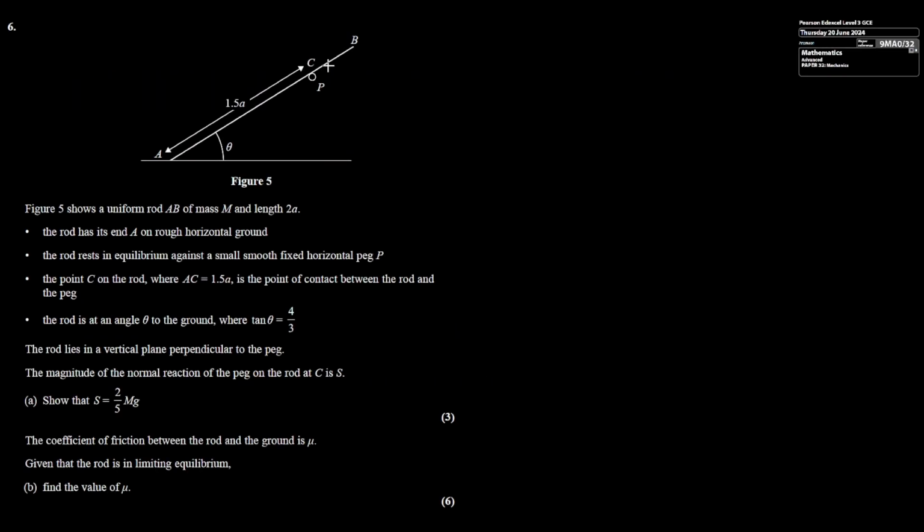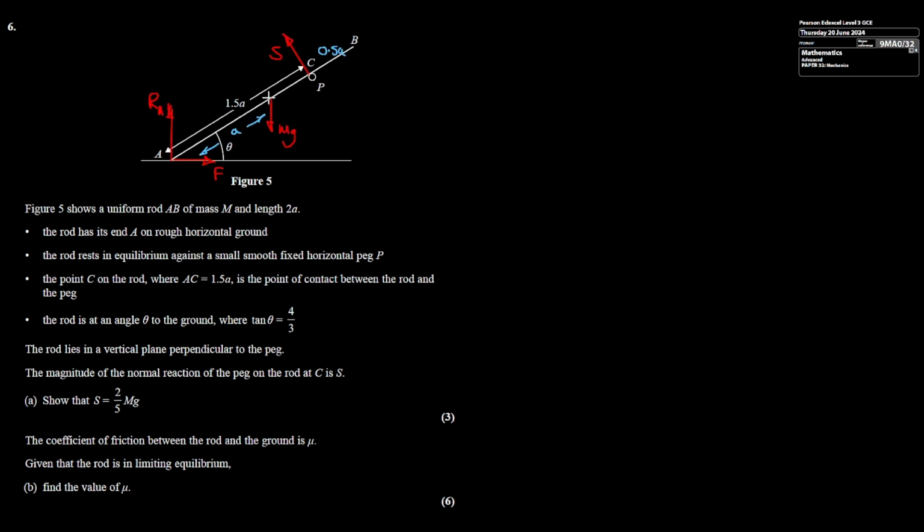Okay, we've got a uniform rod, mass m, length 2a, and it's resting in equilibrium. A smooth peg, which therefore can only offer reactive force, no friction, and a rough ground. We've got the angle theta, and we're asked in part A to show that S is equal to 2/5 mg. Okay, let me add the extra forces to the diagram, and we'll work on from there.